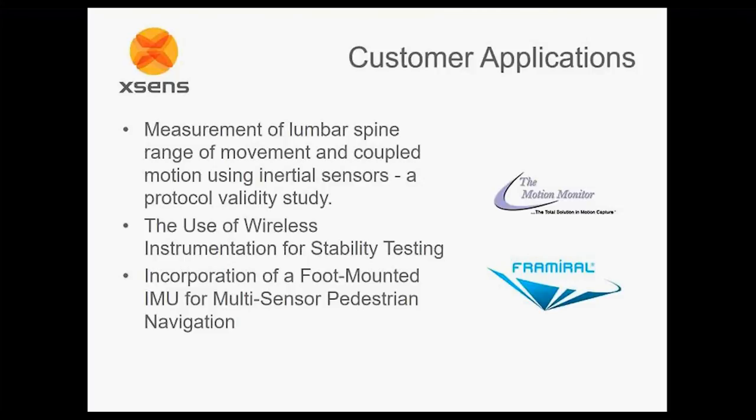And so a couple of customer applications in terms of using the Xsens development kit. There are a couple of papers that are listed on here. Measurement of lumbar spine range of movement and coupled motion using inertial sensors, protocol validity study; the use of wireless instrumentation for stability testing; and incorporation of a foot-mounted IMU for multi-sensor pedestrian navigation. These are just a couple of the papers that have been published using the MTw Awinda platform, but you can see a variety of other papers on our website as well. We also have the Motion Monitor and Framerel, companies that have taken our MTw system to the next step and actually use it for motion analysis.